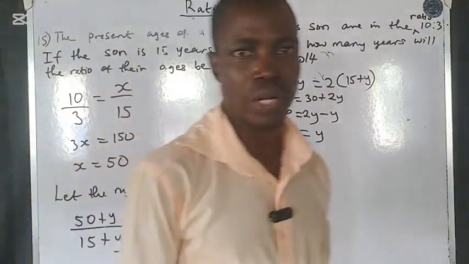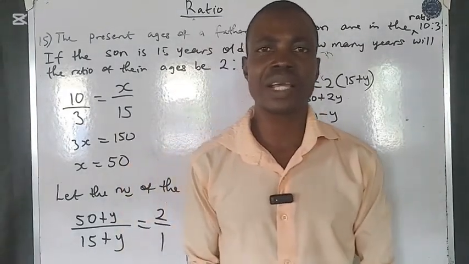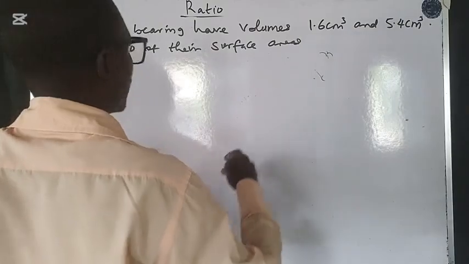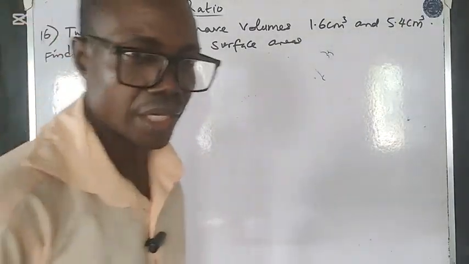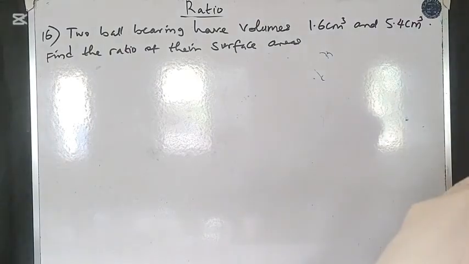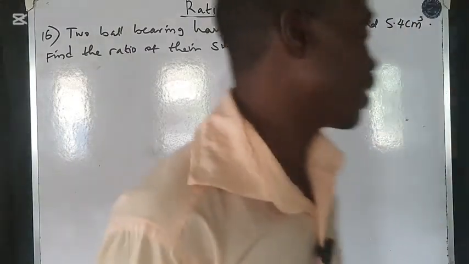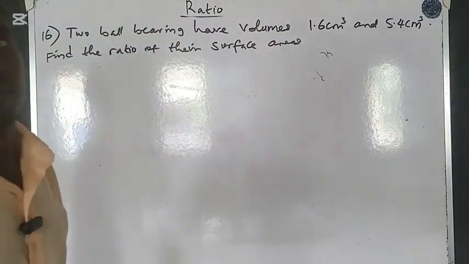Let's look at the last question as we round off this topic. We are looking at the last question: find the ratio of their surface areas. To solve the problem, what idea are we going to use to find the ratio of their surface areas?